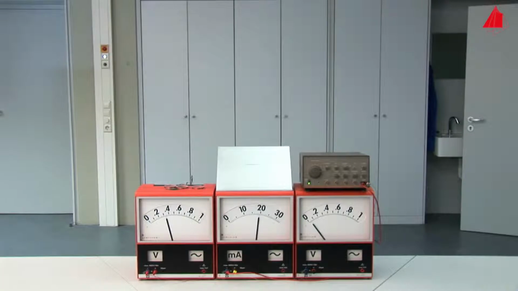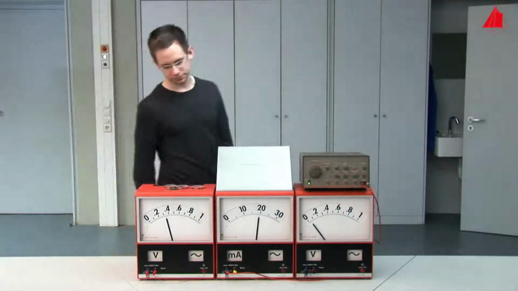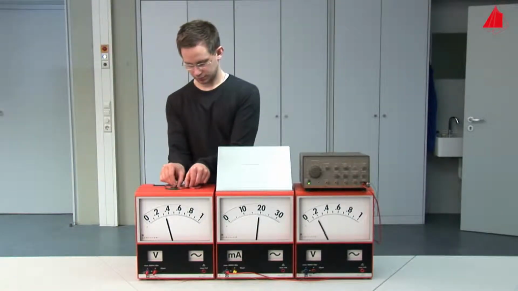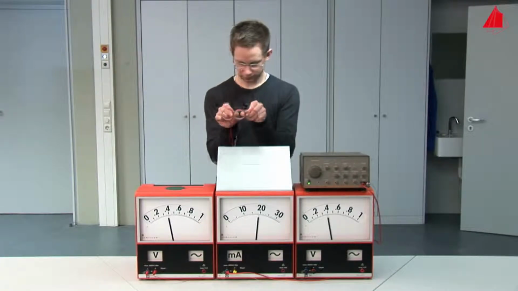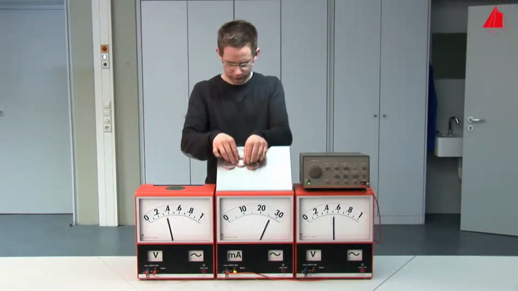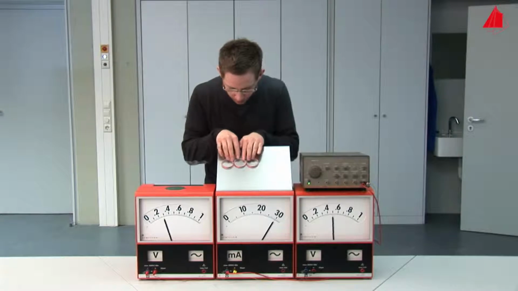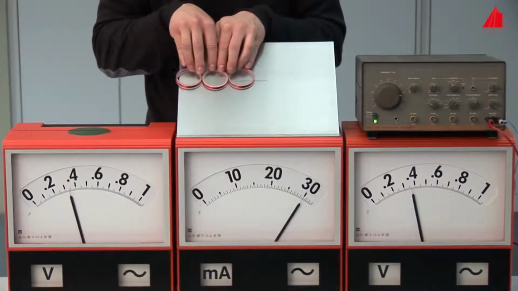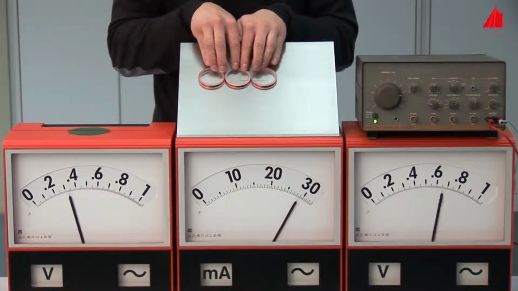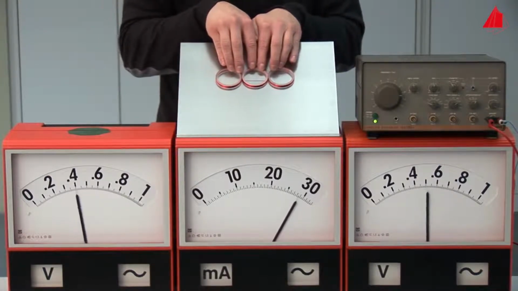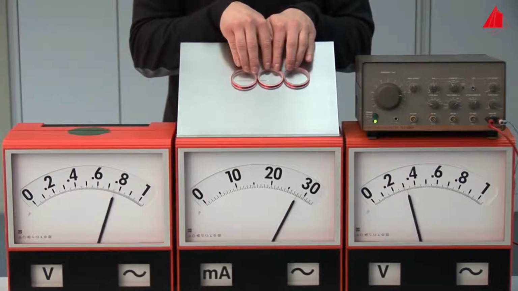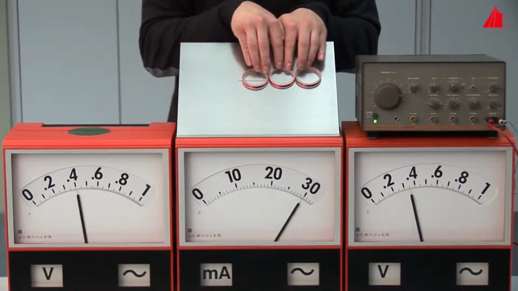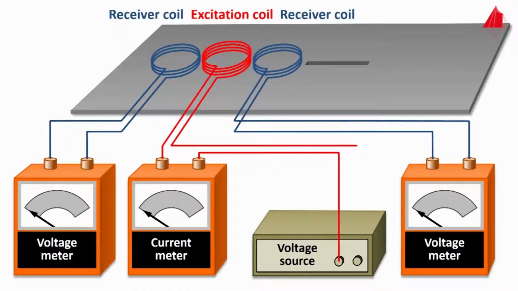Eddy current testing with surface probes can also be refined by using not just one coil, but 3. The middle coil is the excitation coil. The 2 outer ones are the receiver coils. When all 3 coils are moved over the sheet surface, the pointer of the right voltmeter deflects first, then the pointer of the left voltmeter. And this is the reason.